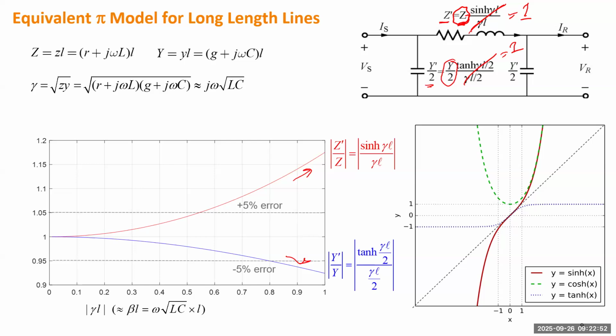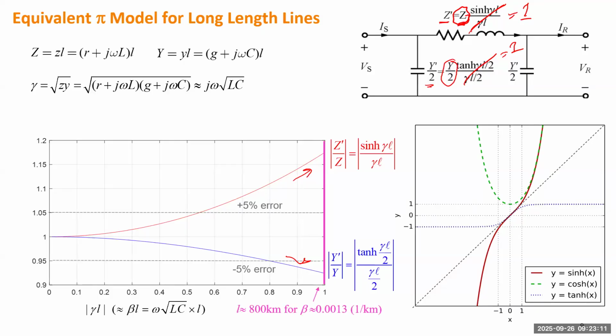Okay. Is there any question? All right. So 5% error means if the line is not long enough, we should be able to treat it as just a lumped parameter model, like a medium line or short line.